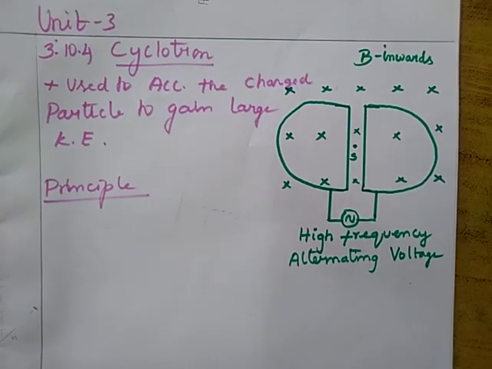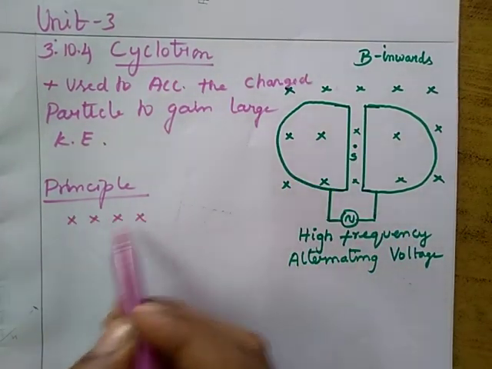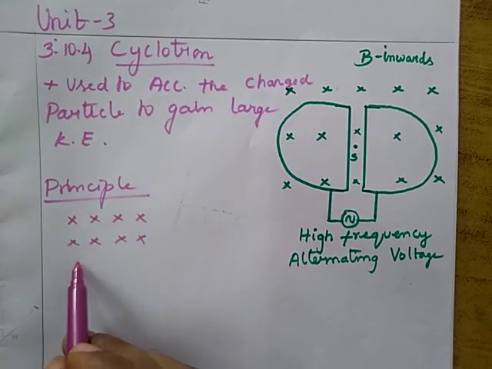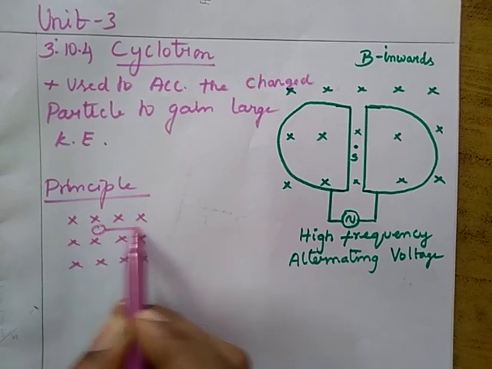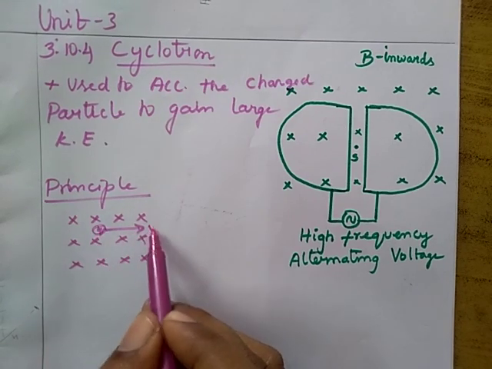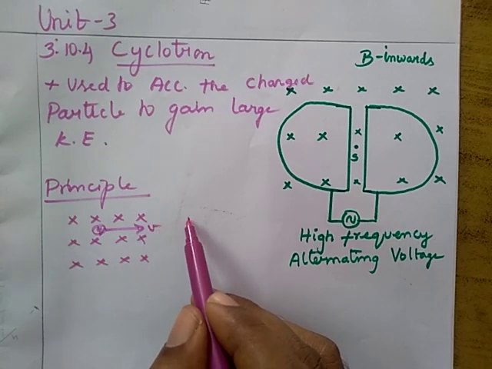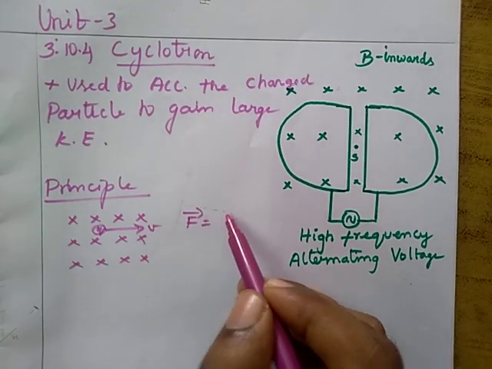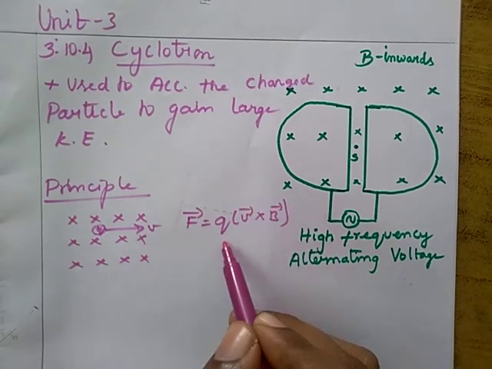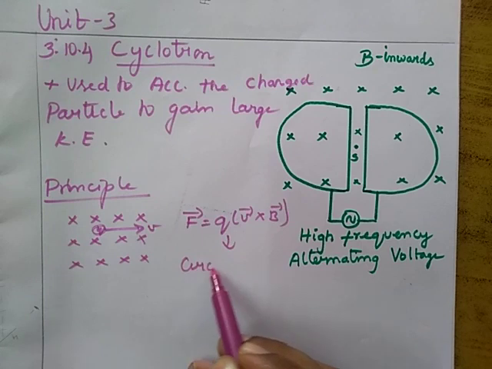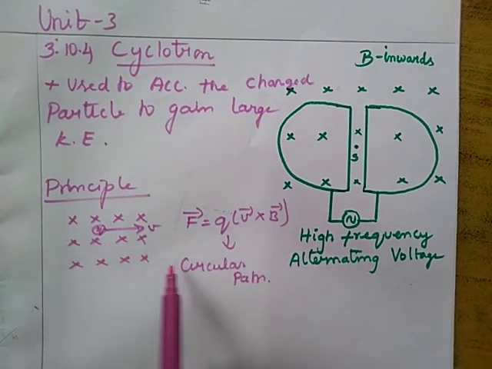The principle of the device is, if a charged particle is moving normal to the magnetic field. Here I consider a charged particle Q that is moving normal to the magnetic field. It experiences a force known as Lorentz force, that is equal to F vector equals Q V vector cross B vector. Due to this Lorentz force it attains a circular path. This is the principle of this device.